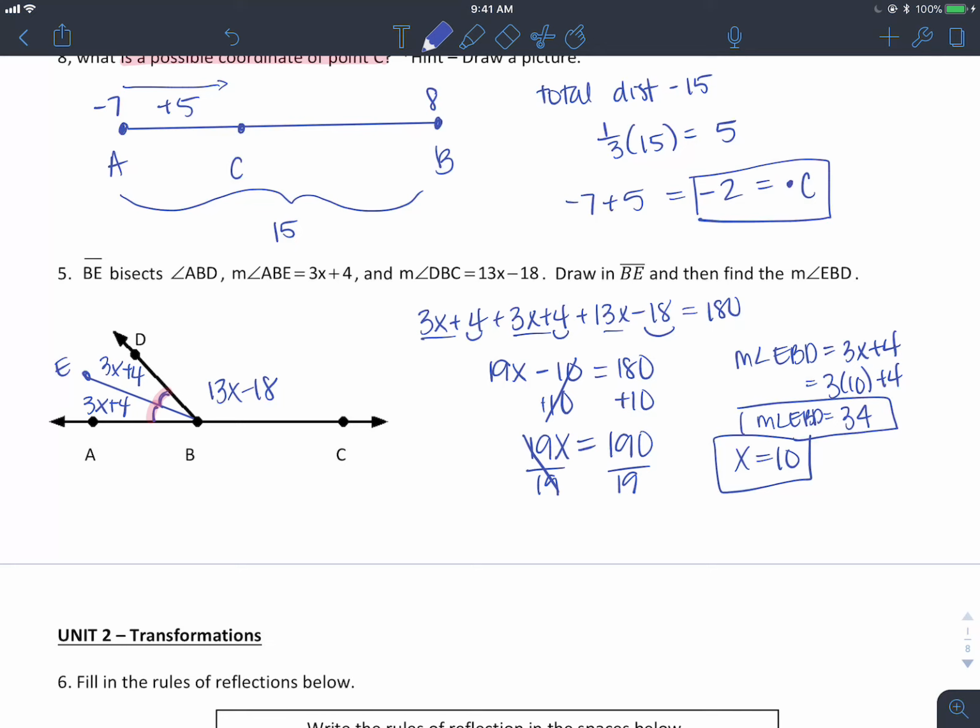So there are your answers. And that is it for Unit 1.